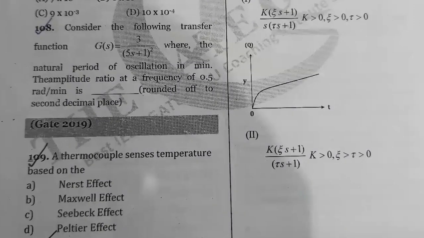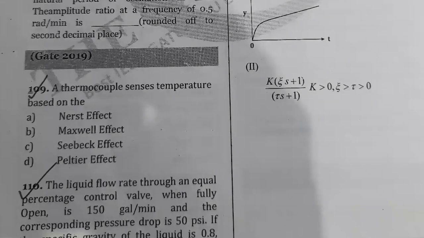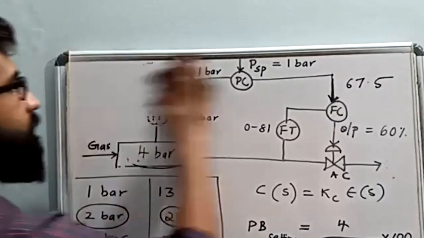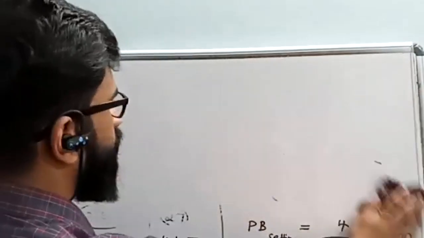Can see liquid flow rate. It's a 2-mark question, so it's a direct equation. Q is given, delta P is given, specific gravity is given. They were asking what is the value of CV. So based on that, you can solve that question as well. Clear? Once that is done for valve characteristics, valve questions are normally very easy.